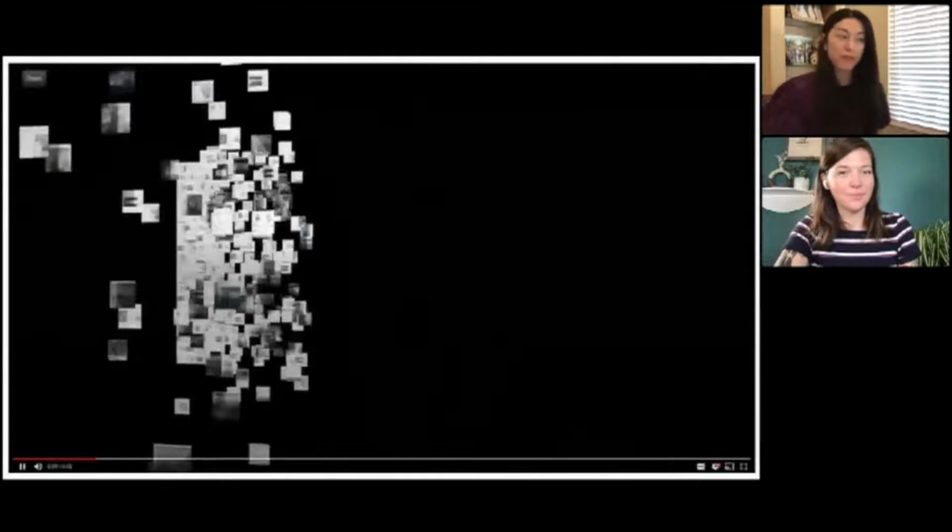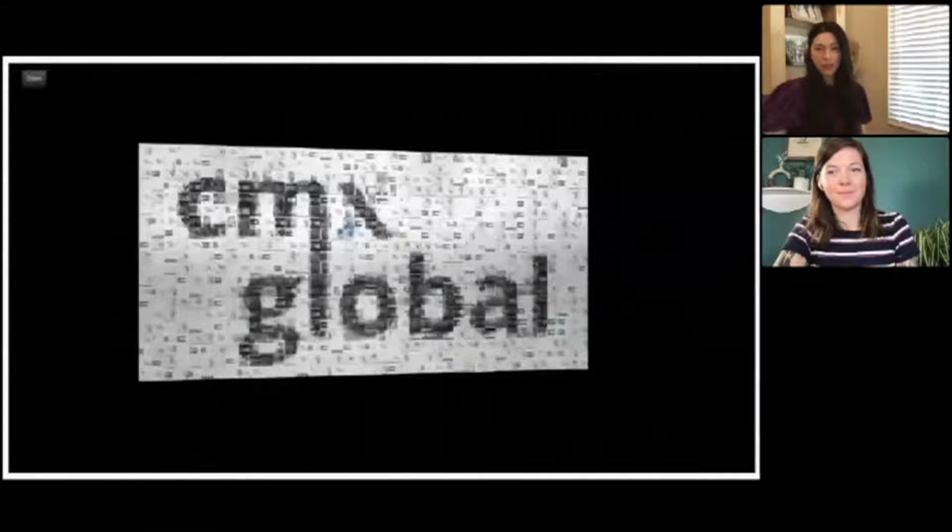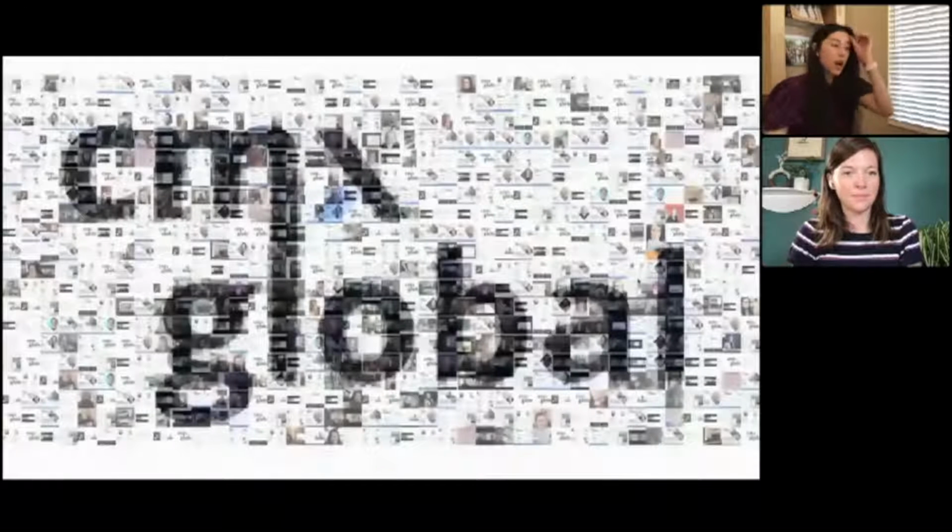Here is a little snapshot of one of my favorite pieces of the event. We hired Snap Fiesta and worked with Jean, who was able to create a photo wall mosaic for us. And this is what it looked like. We hashtagged CMX Global Connect. It pulled all of the pictures, built it into this beautiful mosaic, and we were really able to use that as an extra push for the event.